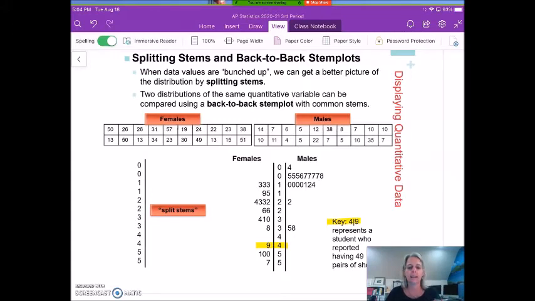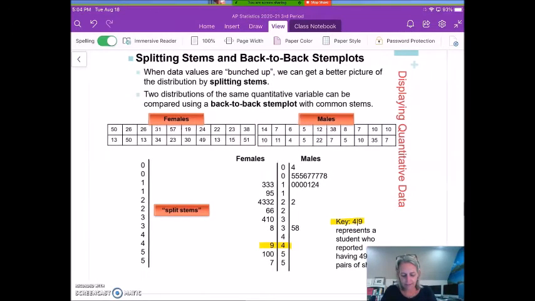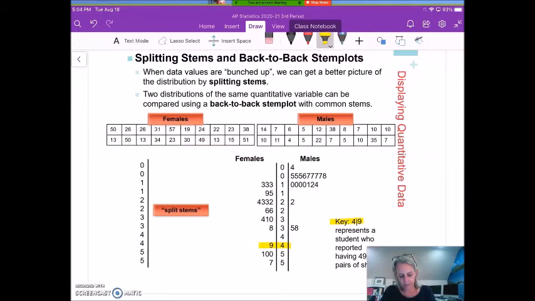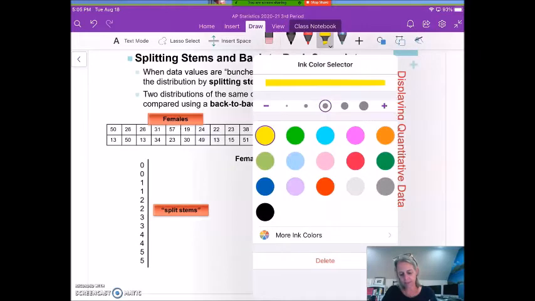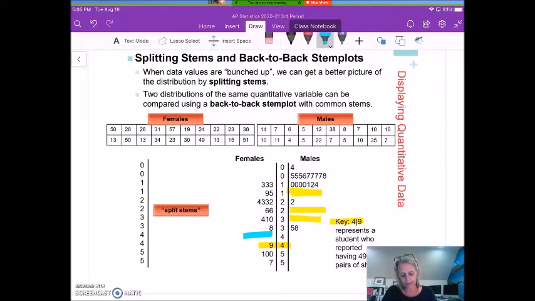And so we can tell where there are gaps in our data. For example, right here in the ones place for males, we have a lot more gaps in our data than we do with females. For females, let me change colors over here. The only gap we have in the female set of data is right there.